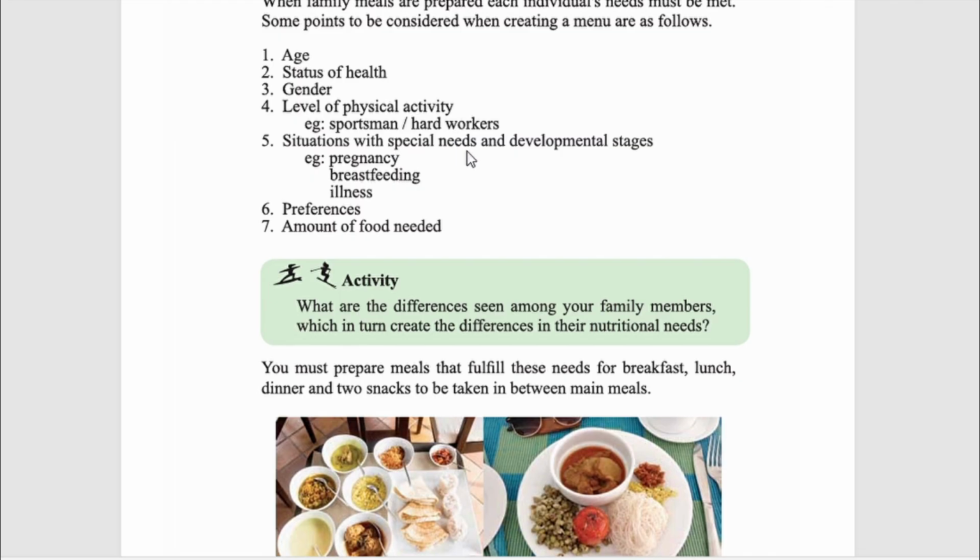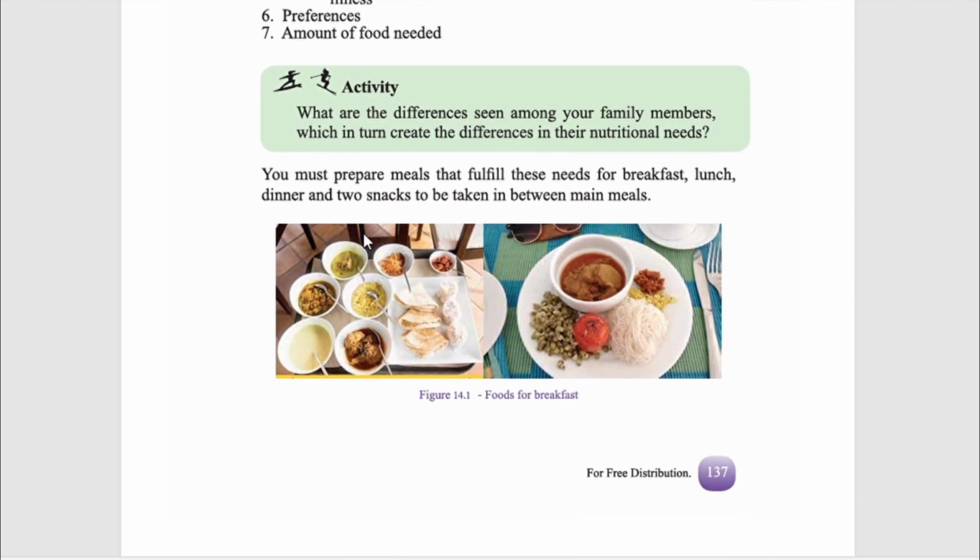Situations with special needs and developmental stages, especially pregnant mothers, they have to eat good nutritional foods like lipids, proteins, everything, because of the growth of the baby. Okay, breastfeeding is also the same. Illness, the preferences, the amount of food needed. So we consider everything when we are creating a menu in the family.